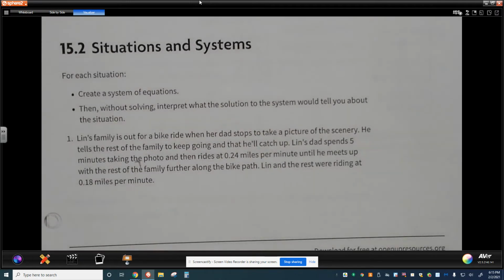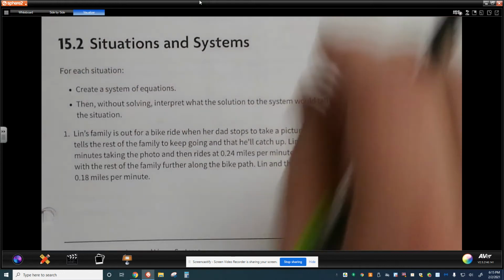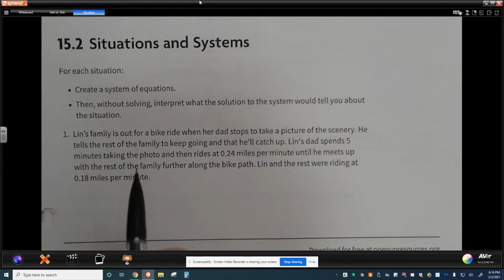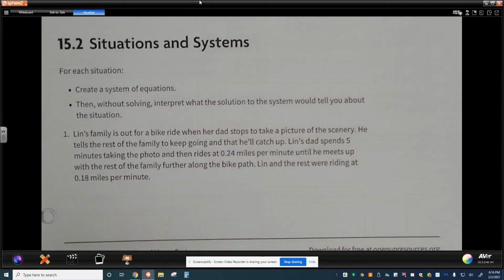So the first one we're looking at, something that I would always recommend as we do this, is that we make sure that we identify our variables and we define our variables before we get going into anything else. So when we talk about these variables, we want to look at what it says and look at what we don't know. And in a system of equations, there's always going to be two.